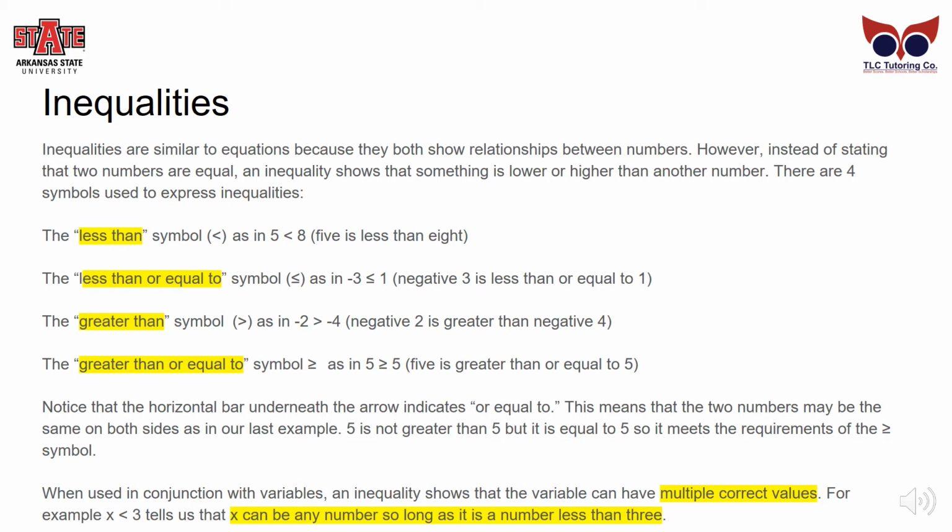When used in conjunction with variables, an inequality shows that the variable can have multiple correct values. For example, x is less than 3 tells us that x may be any number so long as it is a number that is less than 3.